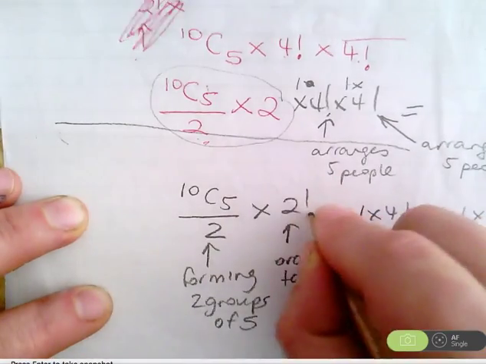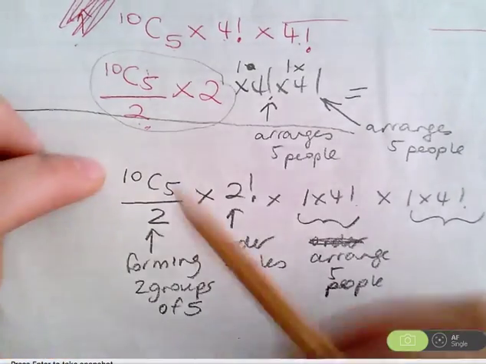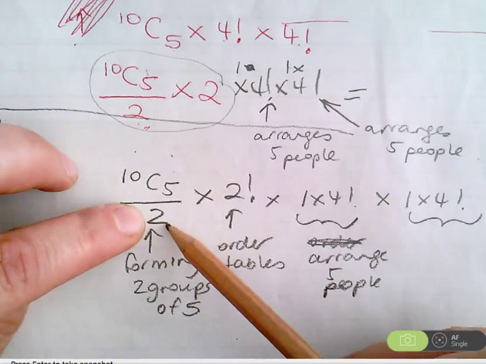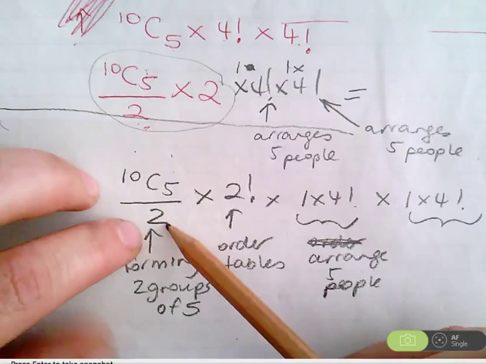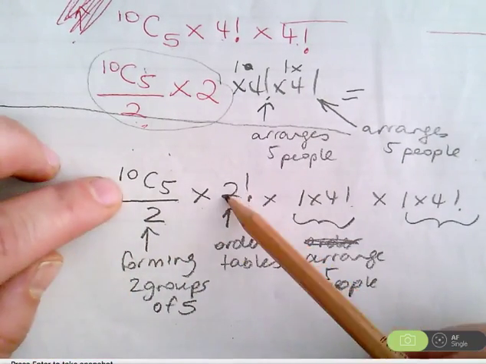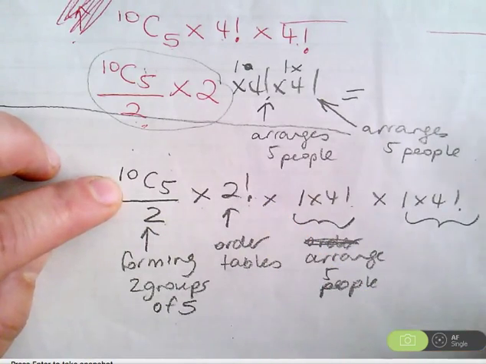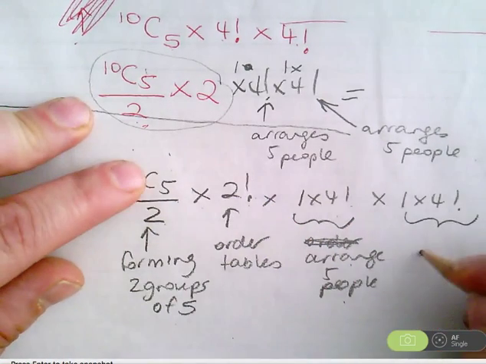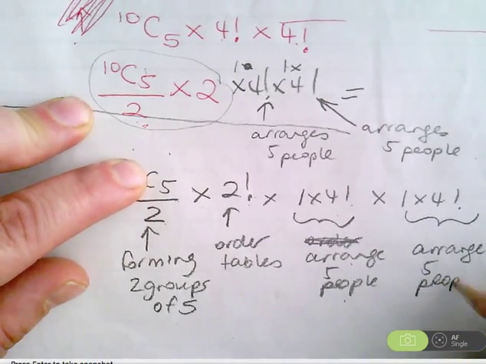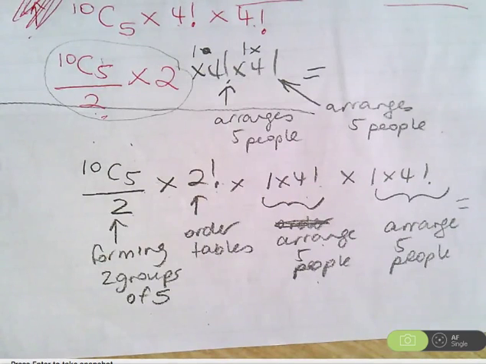Okay, so 10 choose 5 chooses 5 people from 10. You've got to divide it by 2 for reasons you'll see in the previous video, forming your 2 groups of 5. Then you've got to order the 2 tables because the order of the tables counts. Then you've got to arrange the 5 people on the first table, and then you've got to arrange the 5 people on that last table. Very good. That's one way of doing it. I've got another way. In a minute.